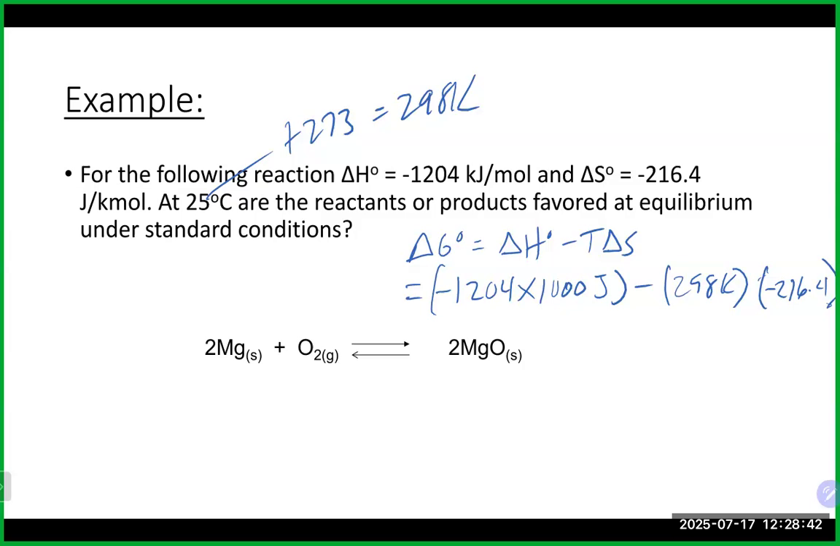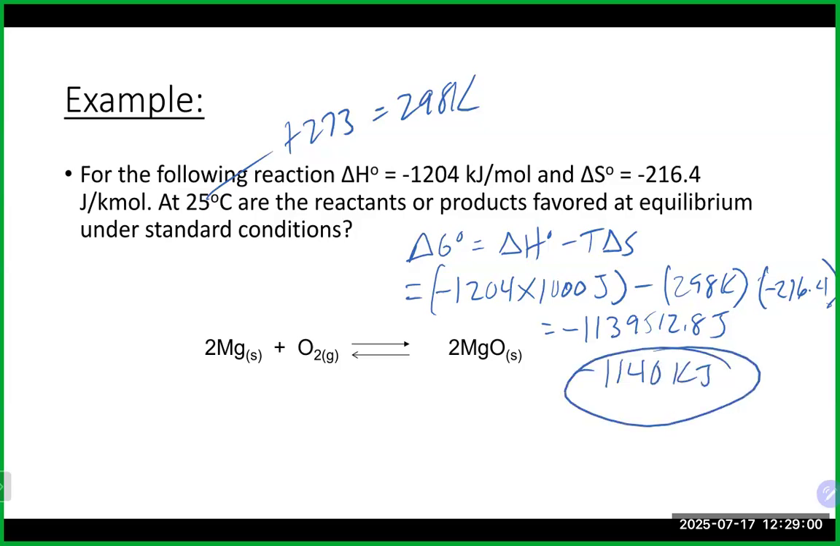And if we do that, pop that into the calculator. Looks like we end up with negative 1139512.8 joules divided by 1,000. Bring it back to kilojoules. Call it like negative 1140 kilojoules in this case.